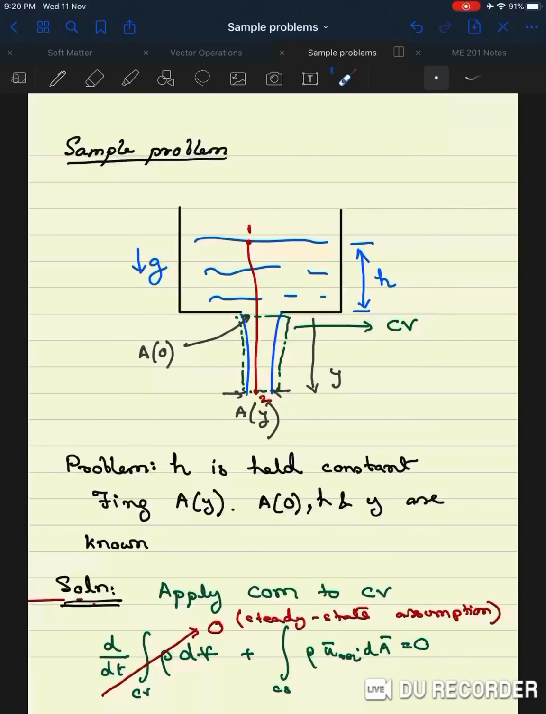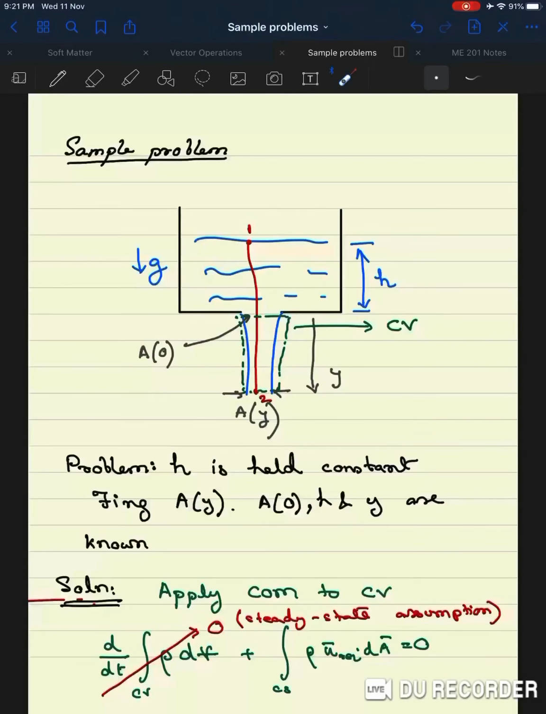Okay. So we solve this particular problem, and the first thing we do is to apply the conservation of mass to this entire control volume. Sorry, not entire control volume. First you have to define what the control volume is going to be. So what we do is, first we define this particular control volume right here. Okay. So this is just enclosing the jet.